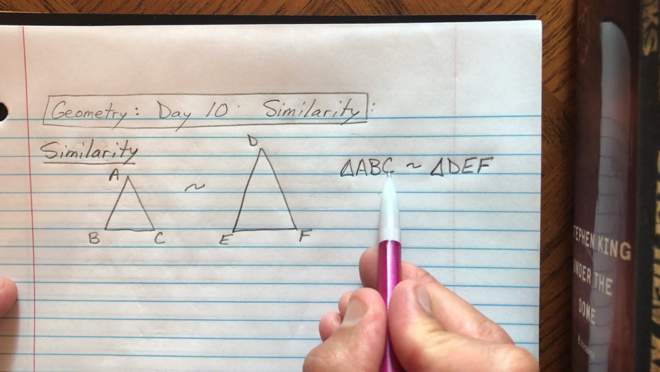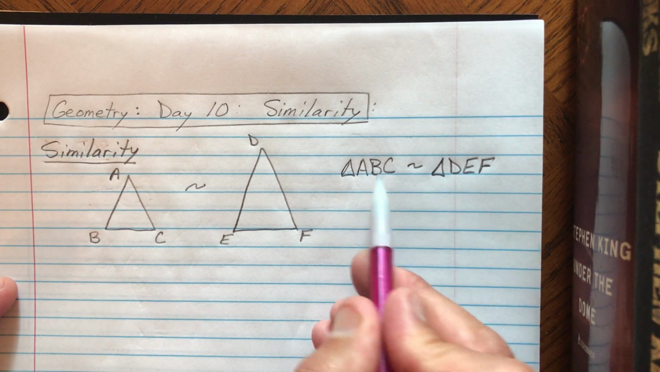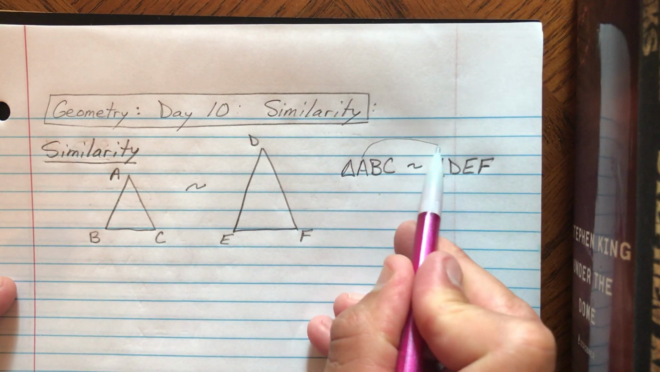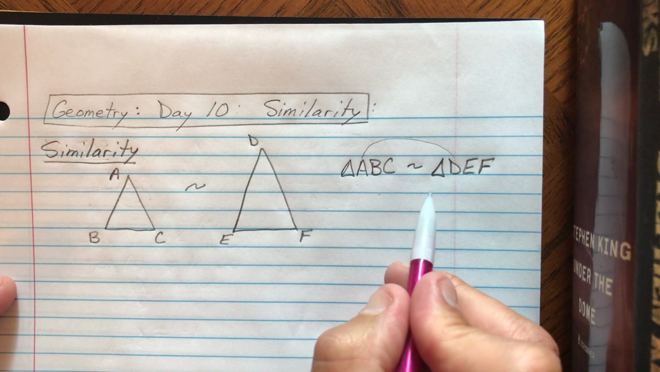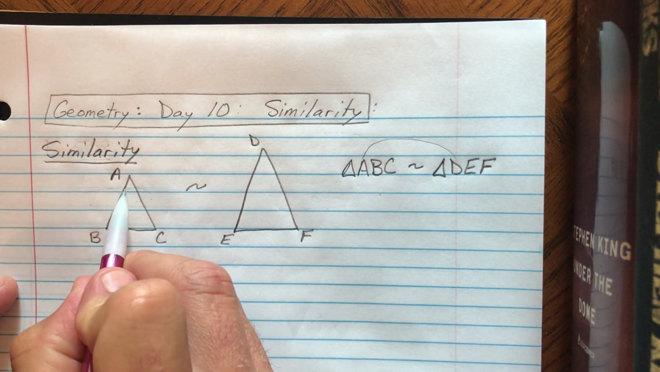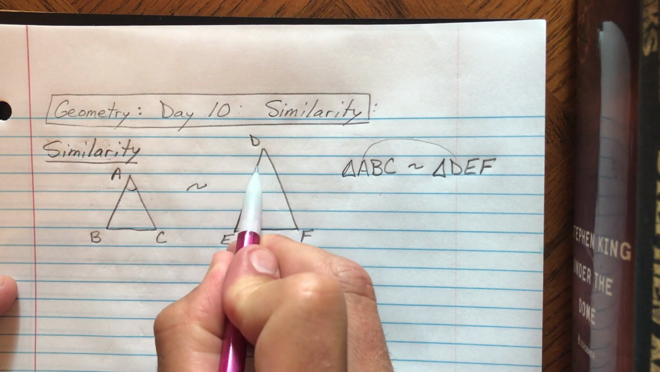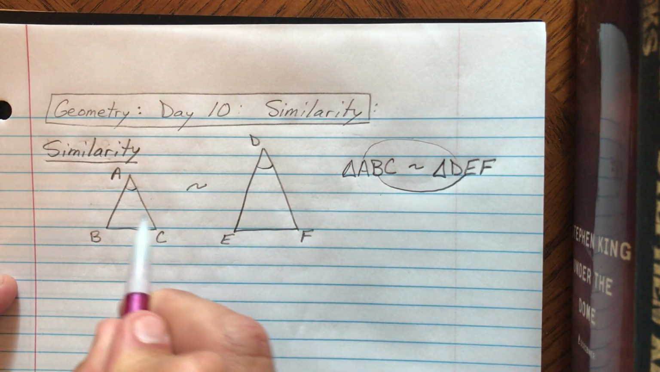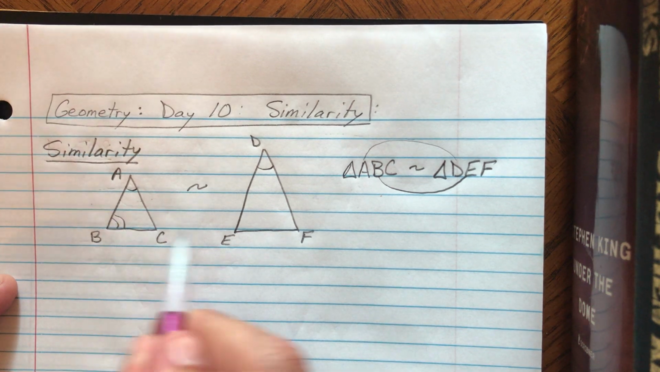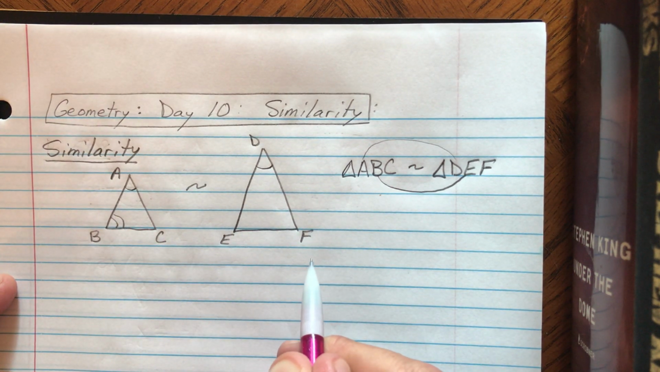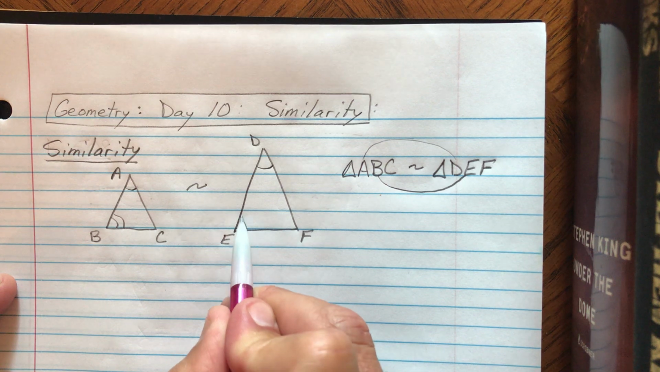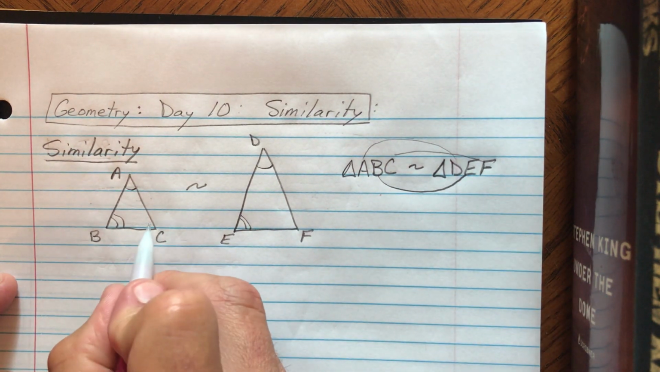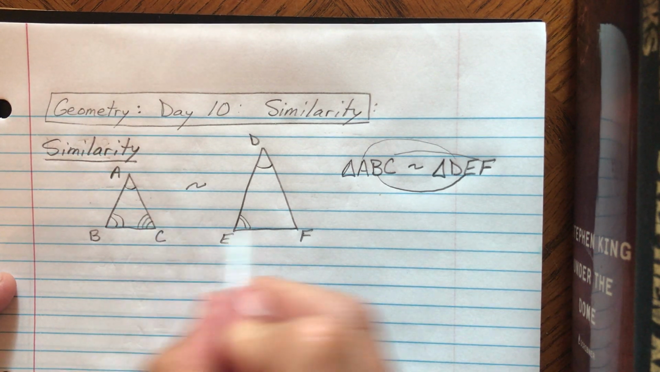Triangle ABC is similar to triangle DEF. The order of these letters is very important. A and D are corresponding angles. Angle A would be congruent to angle D. B and E are corresponding angles, and B and E are congruent. And finally, C and F are corresponding angles, so they would be congruent.